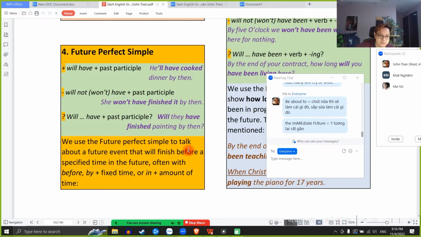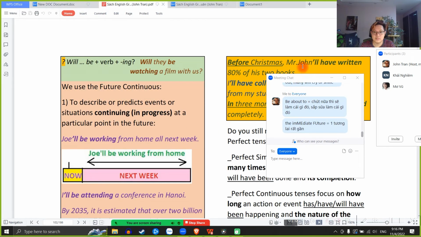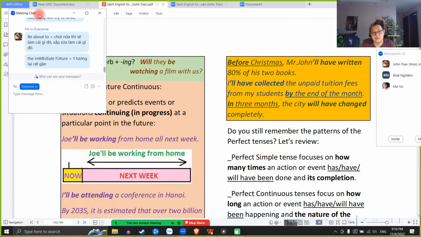We use the future perfect simple to talk about a future event that we finish before a specified time in the future, often with before, by plus fixed time, or in plus amount of time. Okay. Before Christmas.